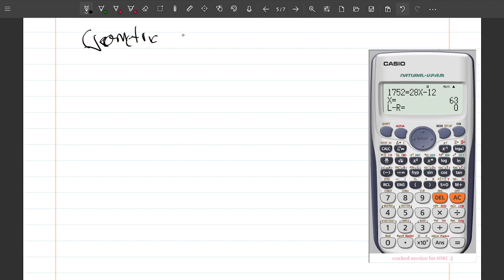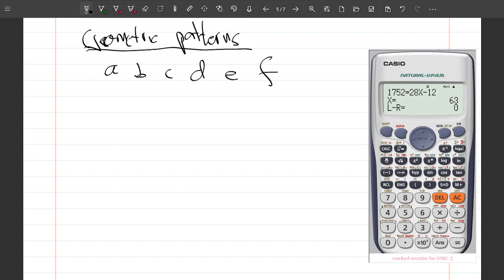Geometric patterns are somewhat similar to arithmetic patterns. However, instead of having a common difference, they have a common ratio. Recall from an arithmetic number pattern, we can have an arbitrary pattern A, B, C, D, E, F. If you subtract these values, you get a key difference that is the same, hence we call it the common difference.